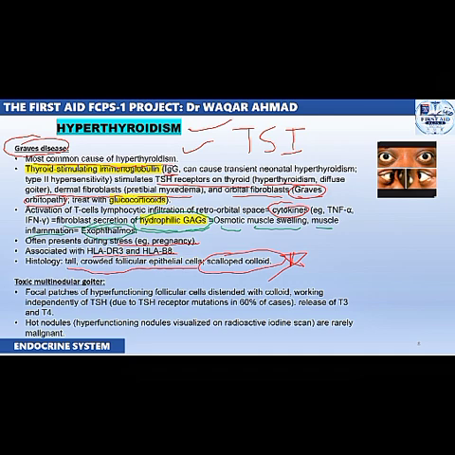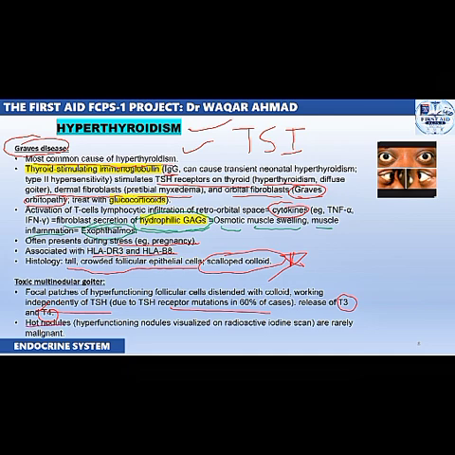Now, toxic multinodular goiter. These are focal patches of hyperfunctioning follicular cells distended with colloid, and they are working independently of TSH due to TSH receptor mutations. So there will be increased release of T3 and T4 from nodules or focal points on the thyroid gland.